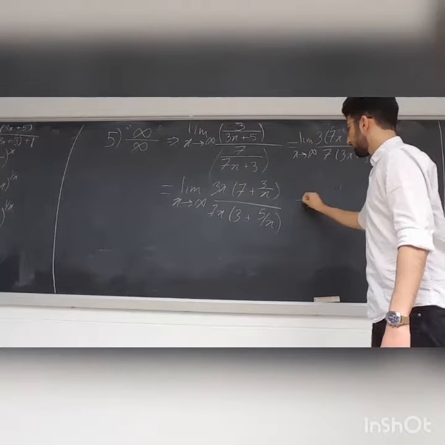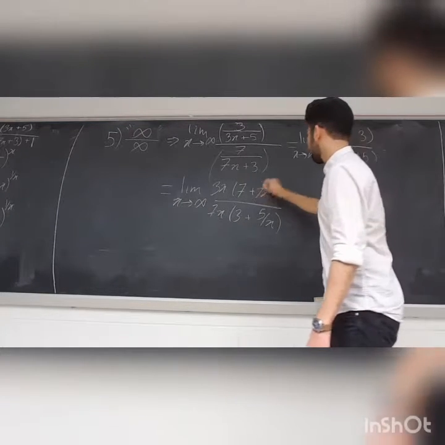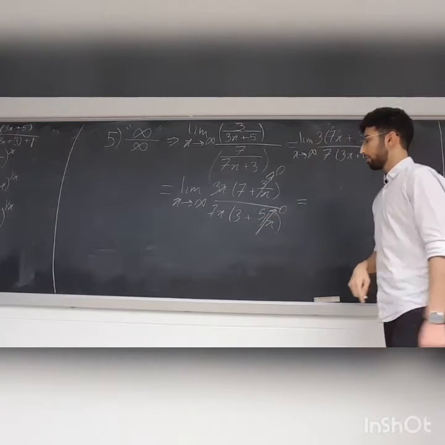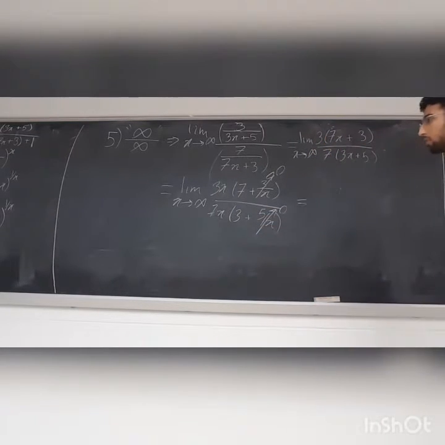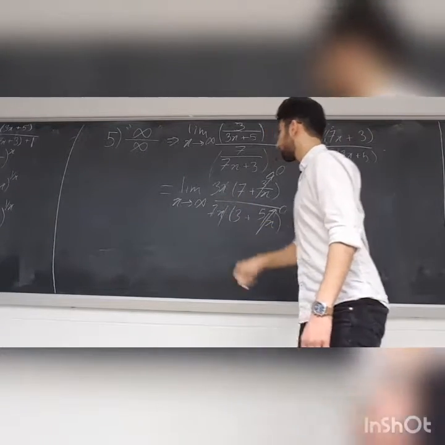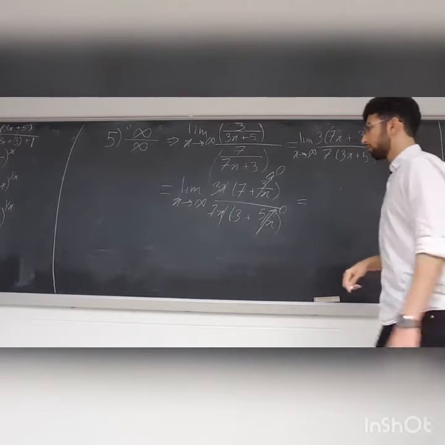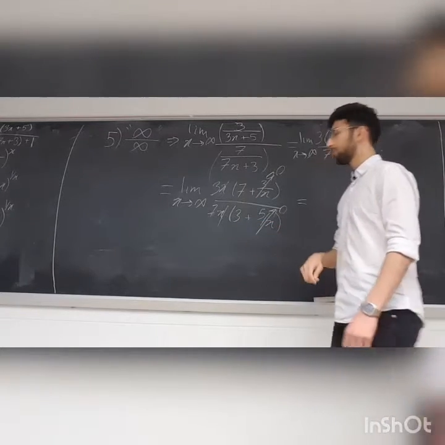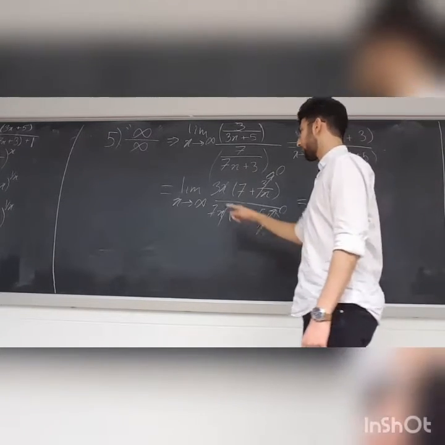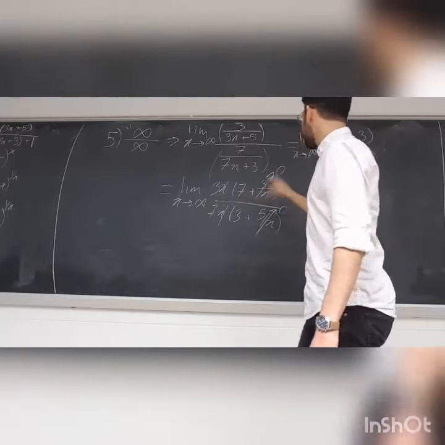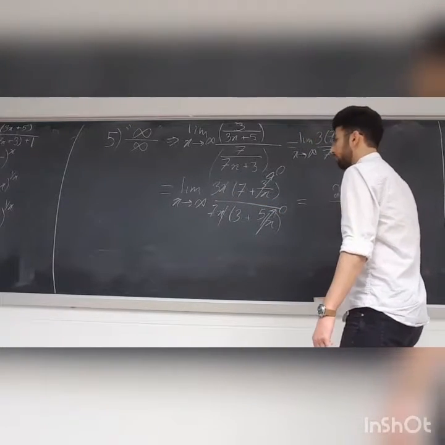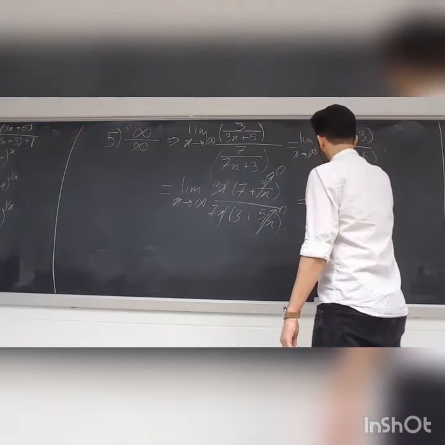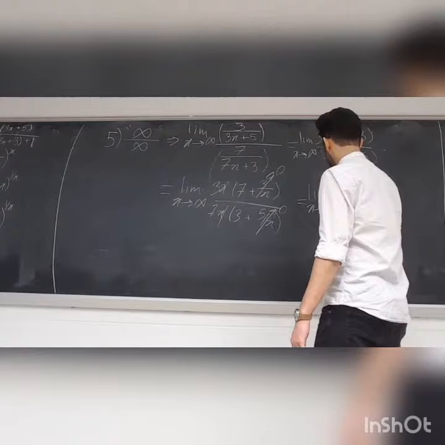The 1s over x go to 0. So 3 over x and 5 over x both go to 0. And then what can you do with the x's here? You can cancel the x's. So what are you left with? It'd be 3 times 7, which gets you 21, and then 7 times 3 in the denominator gets you 21. So 1. So your final answer is 1.